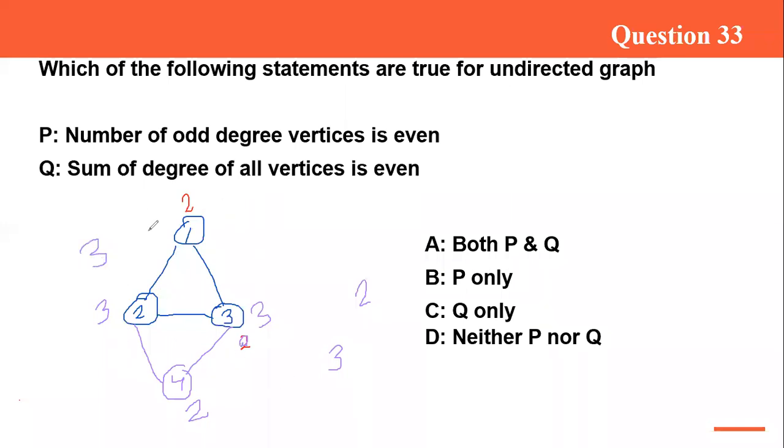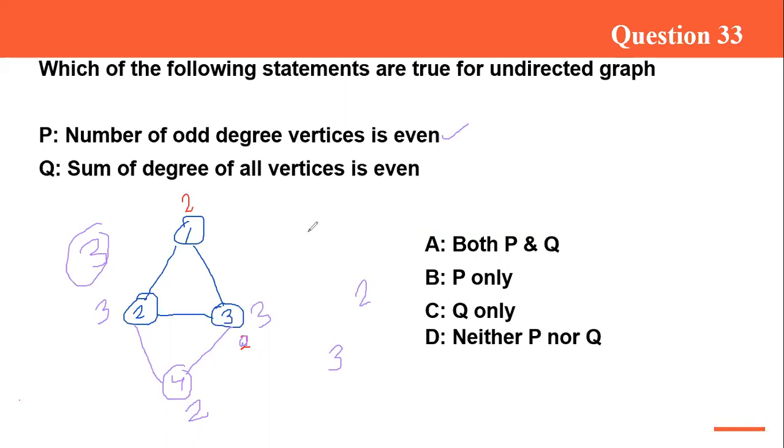Even number of vertices, odd degree. Odd number of vertices, even degree. Understood that, everyone? Is it clear, everyone? I hope it's clear. Cool. Now see. So that means the first one is true. Do you agree? Now the second one.